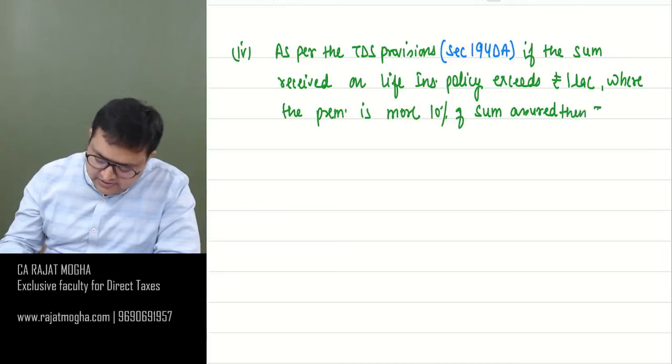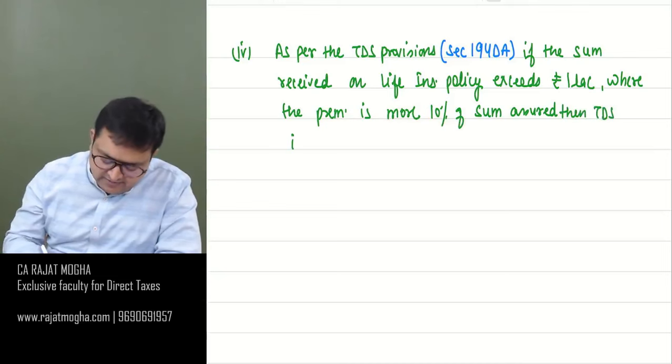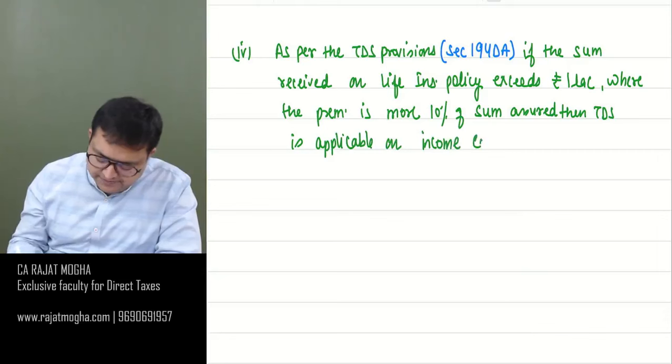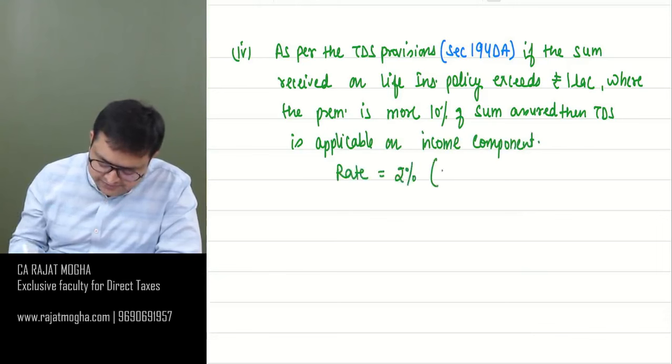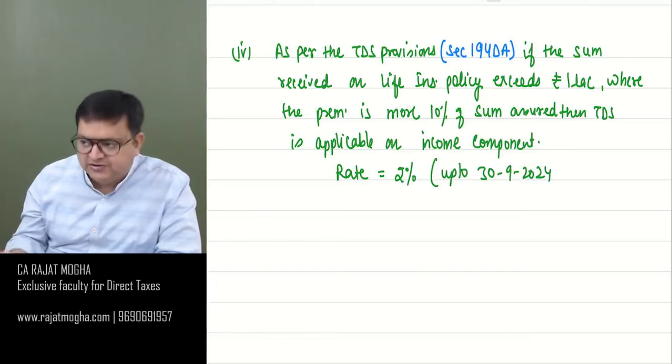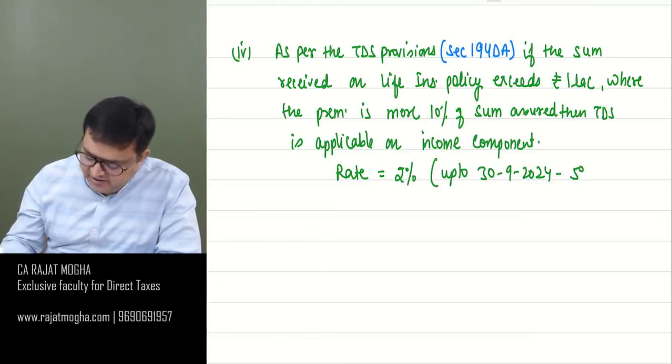then TDS is applicable on income component. Rate 2%, and up till 30th September 2024, if you want to mention, then 5%. Otherwise, no need.